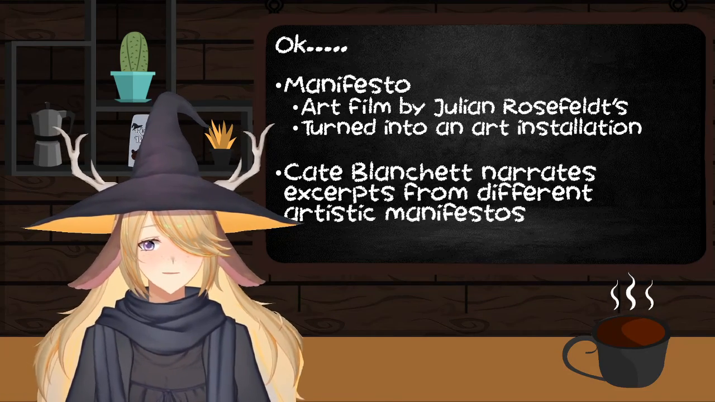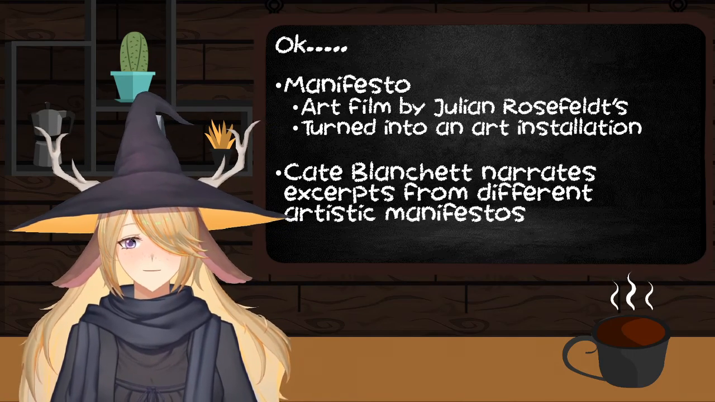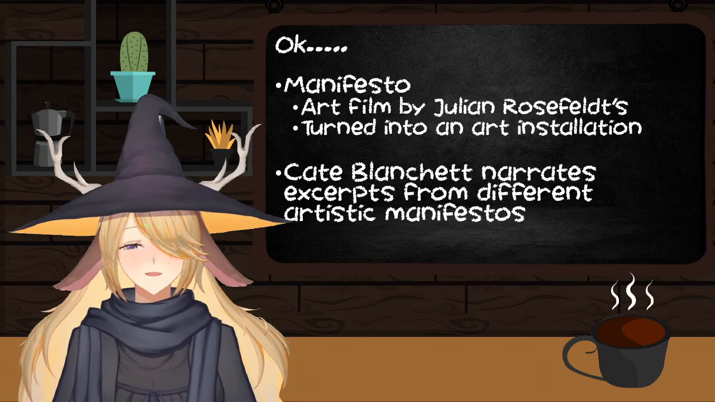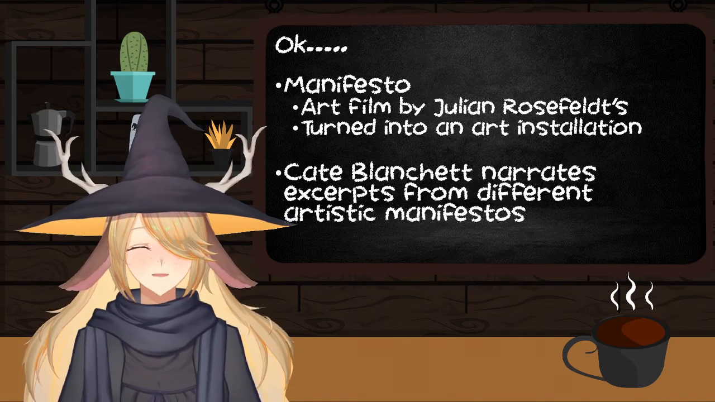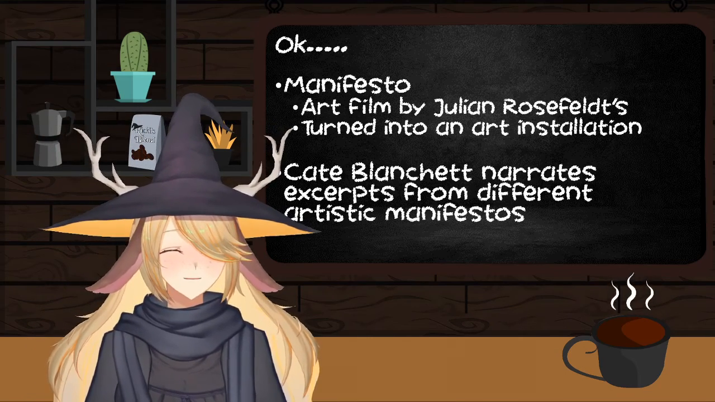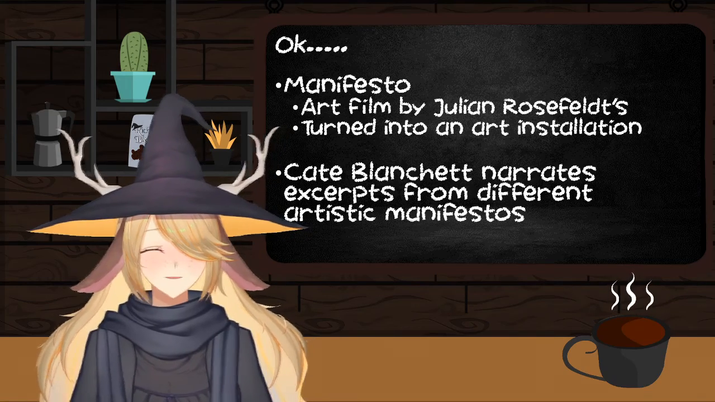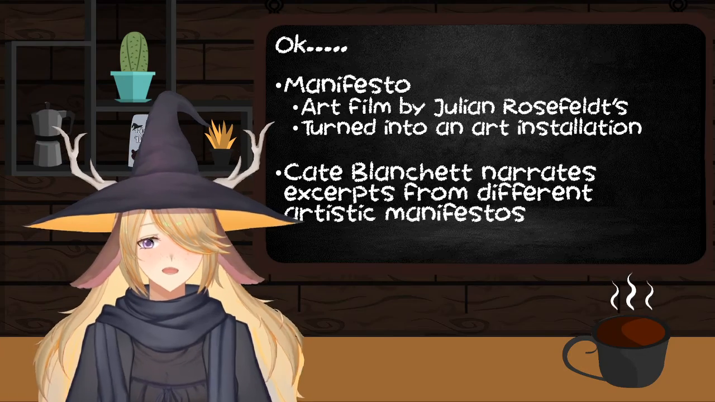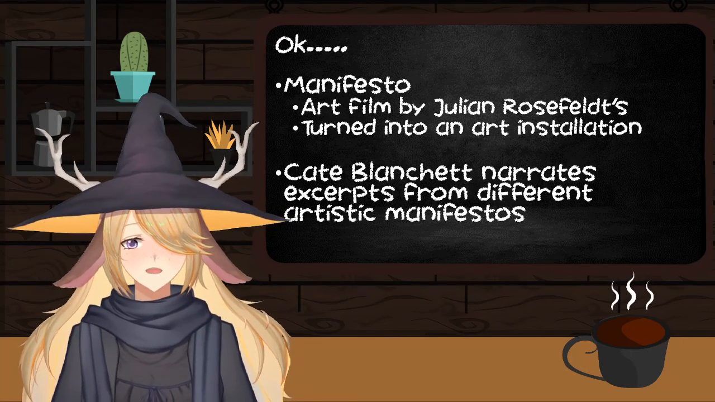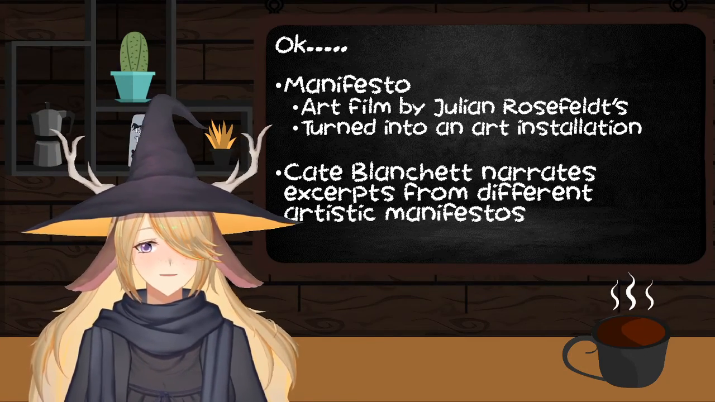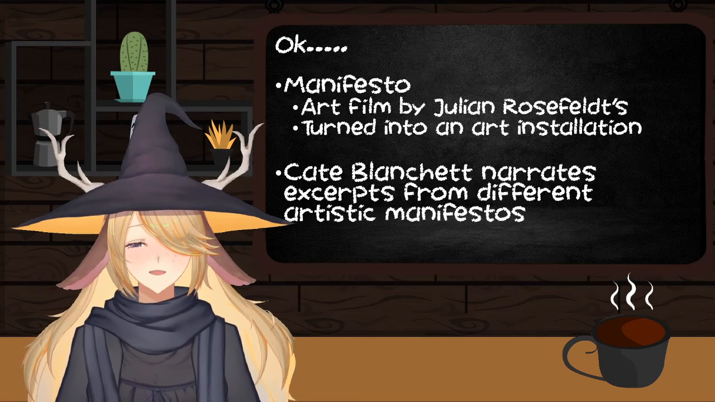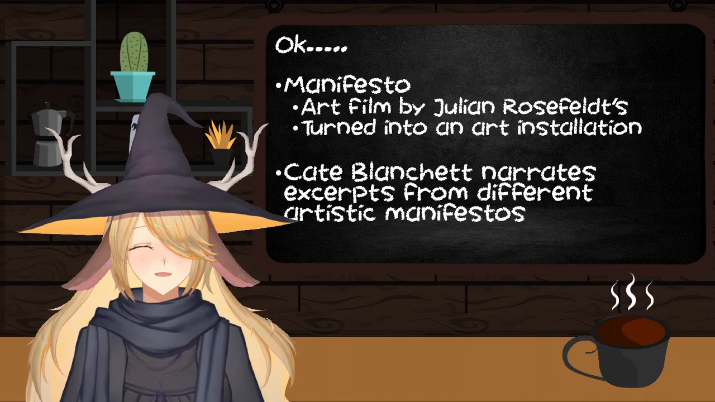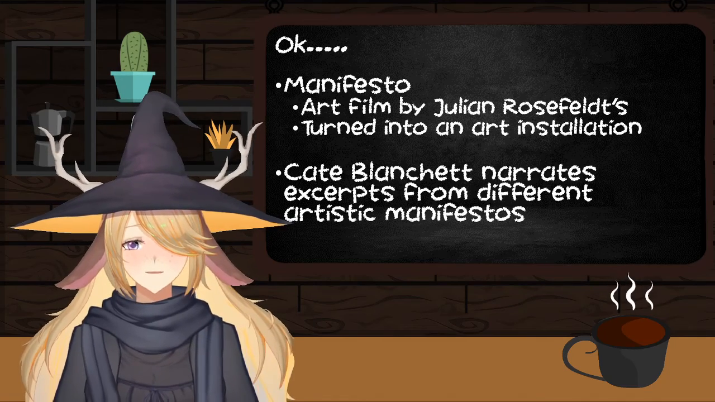So what is Manifesto? It is an art film where Cate Blanchett narrates excerpts from different artistic manifestos. These are actual manifesto documents from different artists conceptualizing themselves as part of different movements, whether that's conceptual art, modern art, Dadaism, which we'll talk about in a little bit, or even up to brutalism, I believe. Every portion of it is a different skit, a different manifesto woven into a different narrative where Cate Blanchett plays a different character.